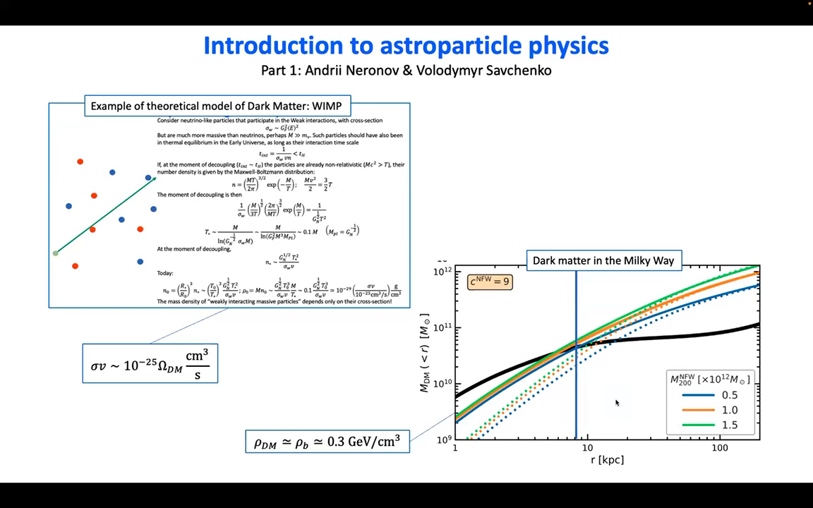If the cross-section, sigma times velocity, is 10 to the minus 25 centimeter cubed per second, then the density of those weakly interacting massive particles in the present universe would be about the critical density, right? It would be even too much, so the cross-section should be a bit lower.